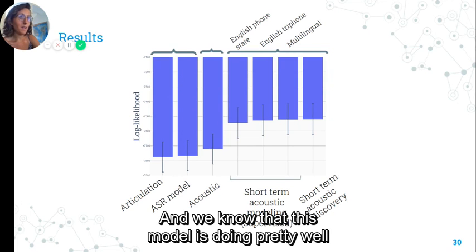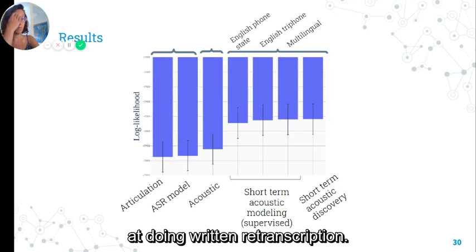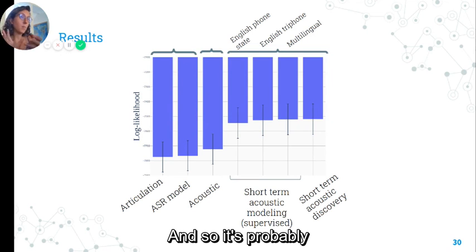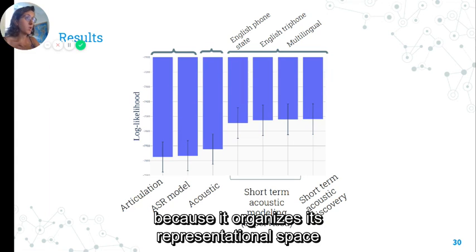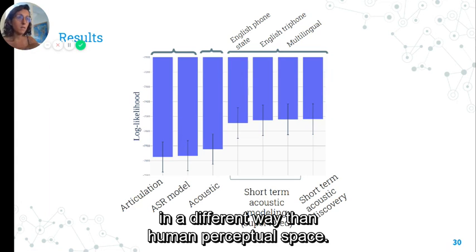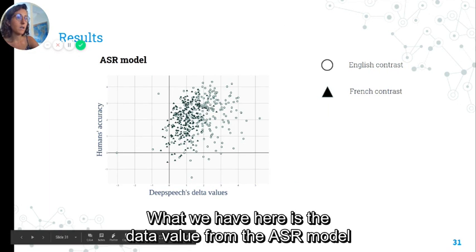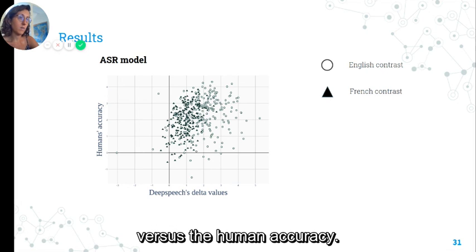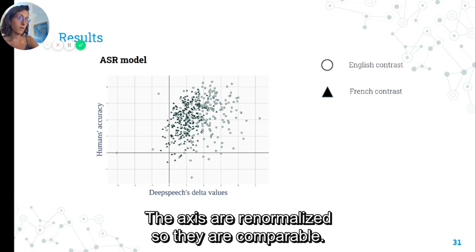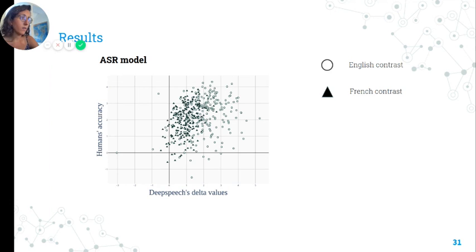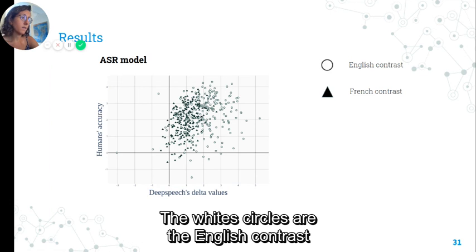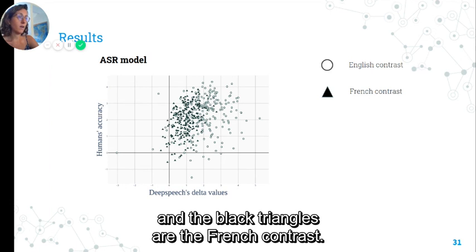And we know that this model is doing pretty well at doing written transcription. So it's probably because it organizes its representational space in a different way than the human perceptual space, and we can see it here. What we have here is the delta value from the ASR model versus the human accuracy. The axes are renormalized, so they are comparable. For each point, you have a contrast. The white circles are the English contrasts, and the black triangles are the French contrasts.